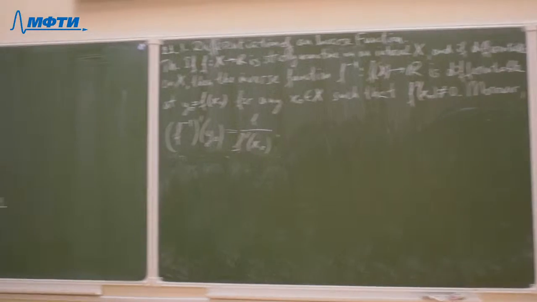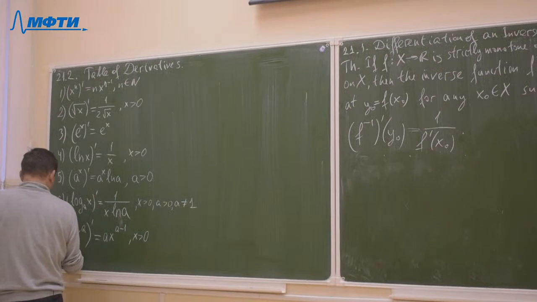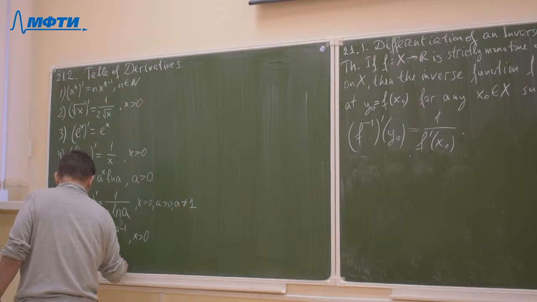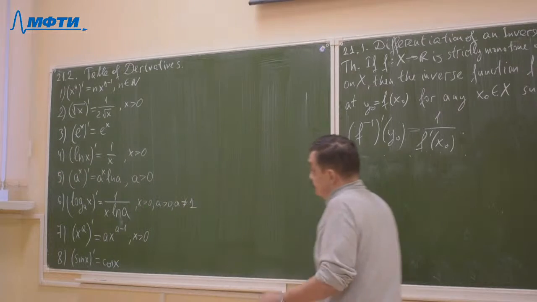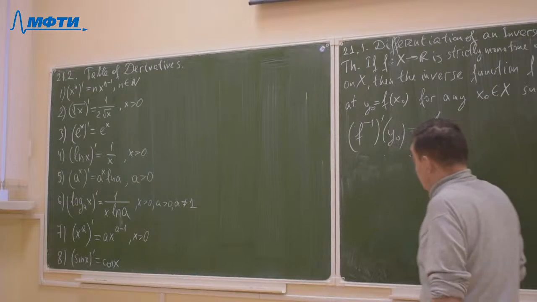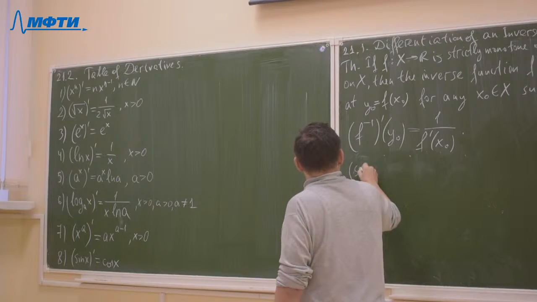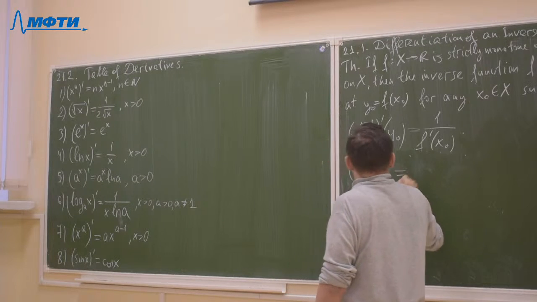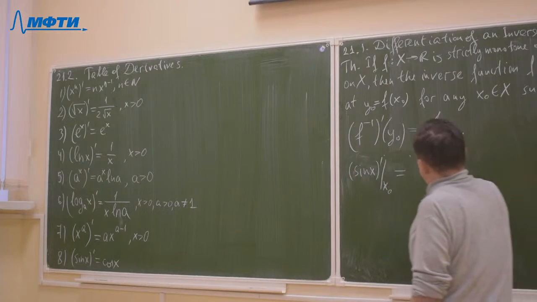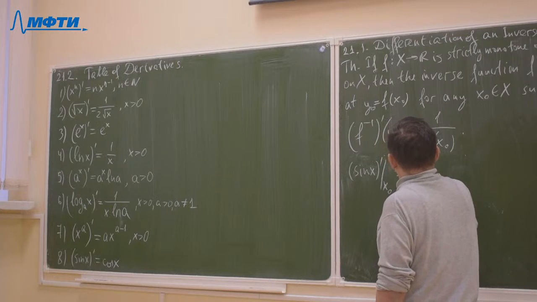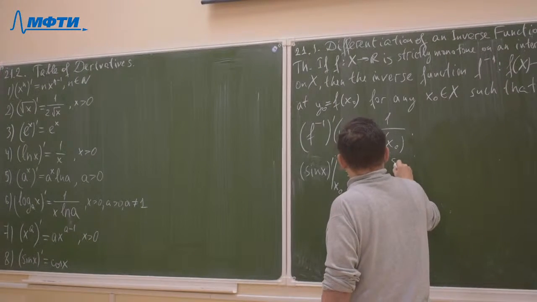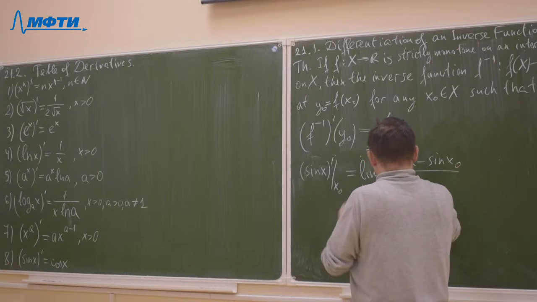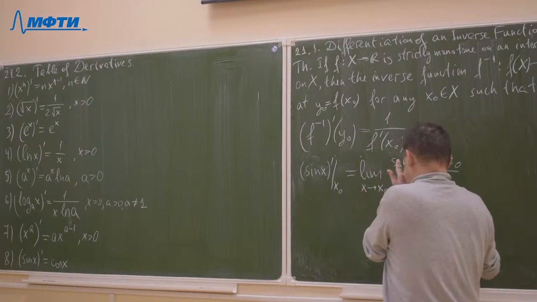Okay, I'll write firstly here. Sine x prime is cosine x. Here, no restrictions. So, how do we proceed? Sine x prime at x naught, let's say, is by the definition the limit as x tends to x naught of sine x minus sine x naught over x minus x naught.